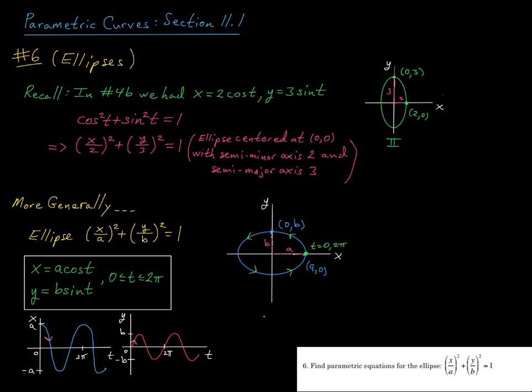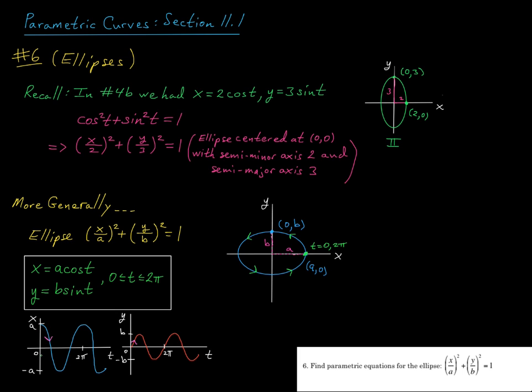So for the general case, we can set x to a times the cosine of t and y to b times the sine of t, right? So the amplitude of x is a. As we let t increase, x is just going to oscillate between positive a and negative a. And the amplitude of y is b, and so as we let t increase, y will just oscillate between b and negative b. And we make one trip around over the period of these waves, which is just 2 pi units. And we're going to move in a counterclockwise fashion, right?